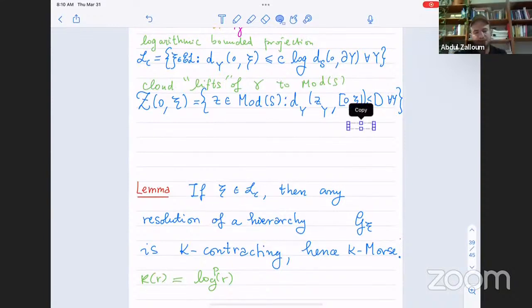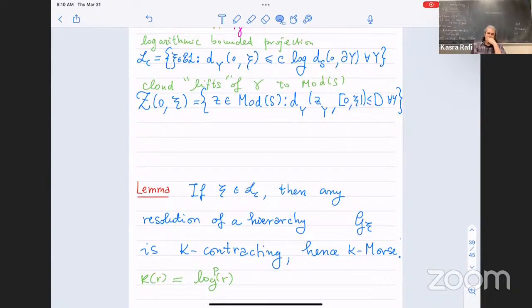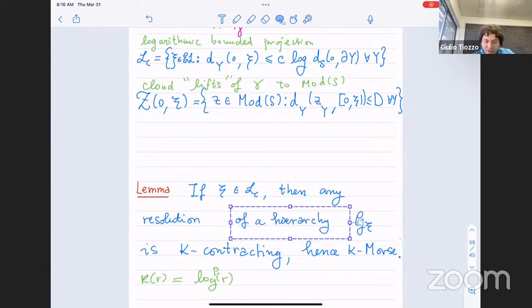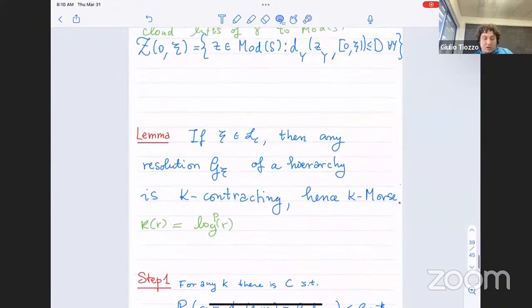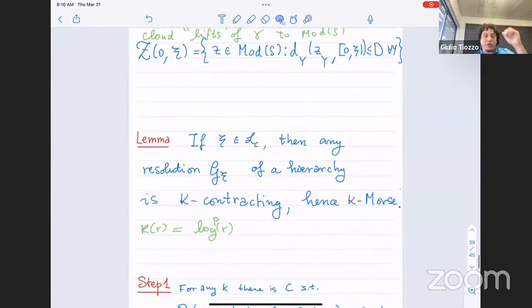Yeah. Thank you. So perhaps I should write "resolution of a hierarchy." Yeah, exactly. So G is a resolution of the hierarchy. So it's a quasi-geodesic that respects the hierarchy.